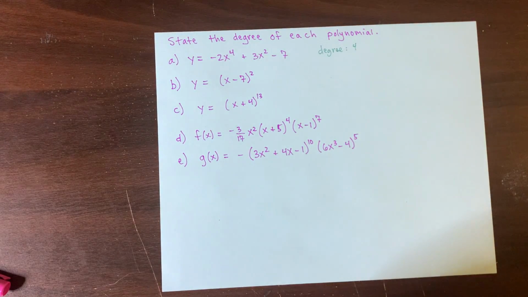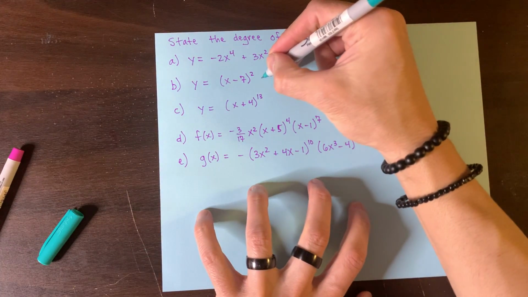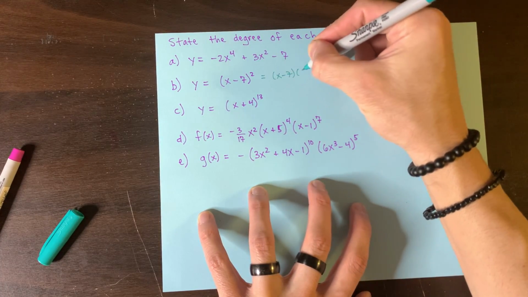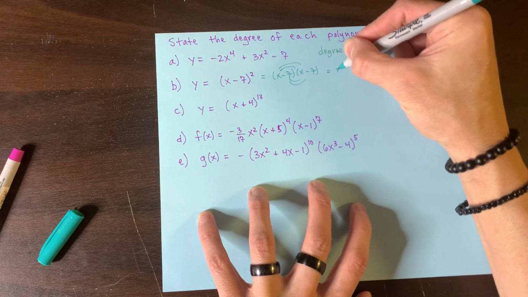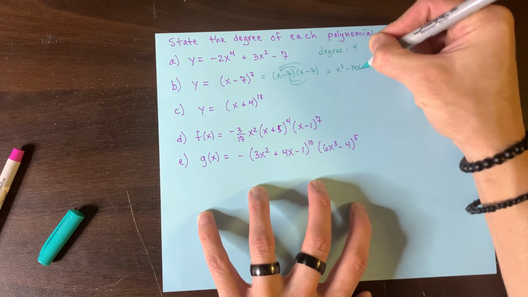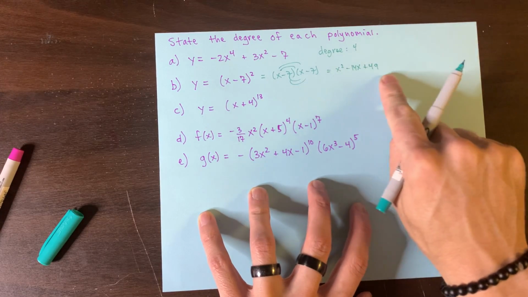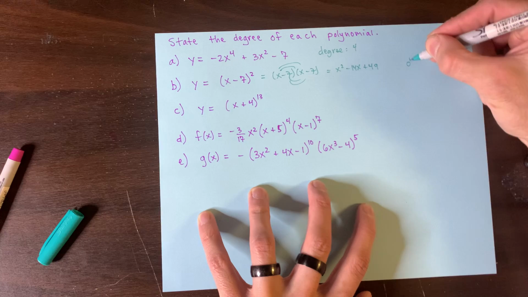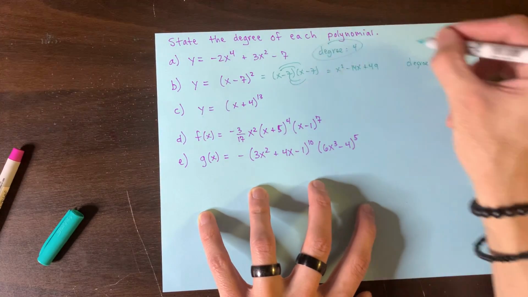But for something like this, for part B, where it's not in standard form, what you could do, if you wanted to, is you could expand it. For example, x minus 7 squared is the same as x minus 7 times x minus 7, which, if you bust out your algebra 1, would give you this. Then you can clearly see that the largest degree, or the largest exponent, is 2. And so the degree for that function would be 2.